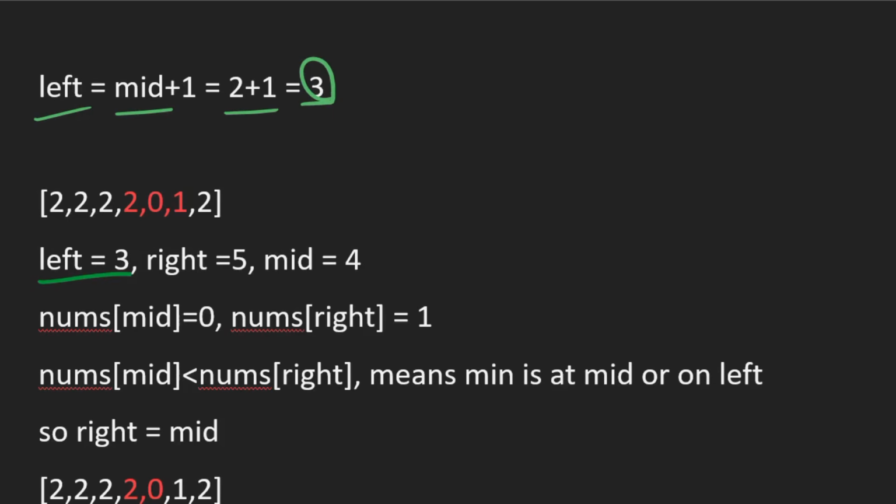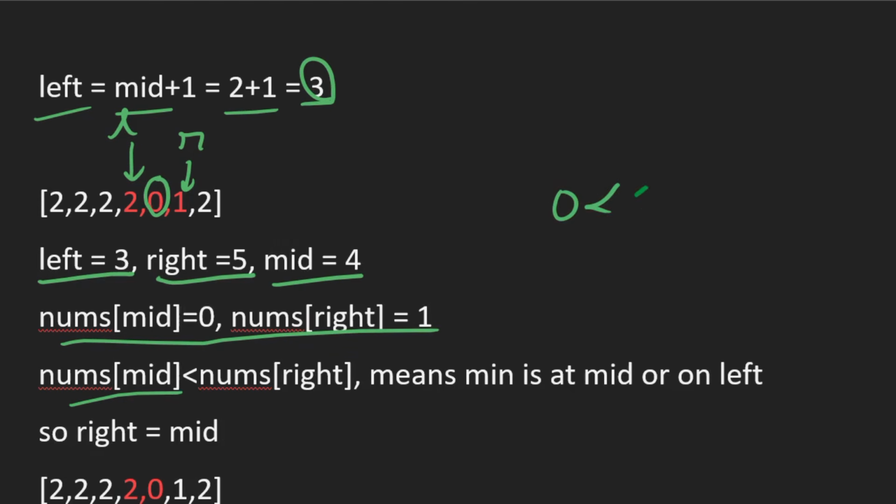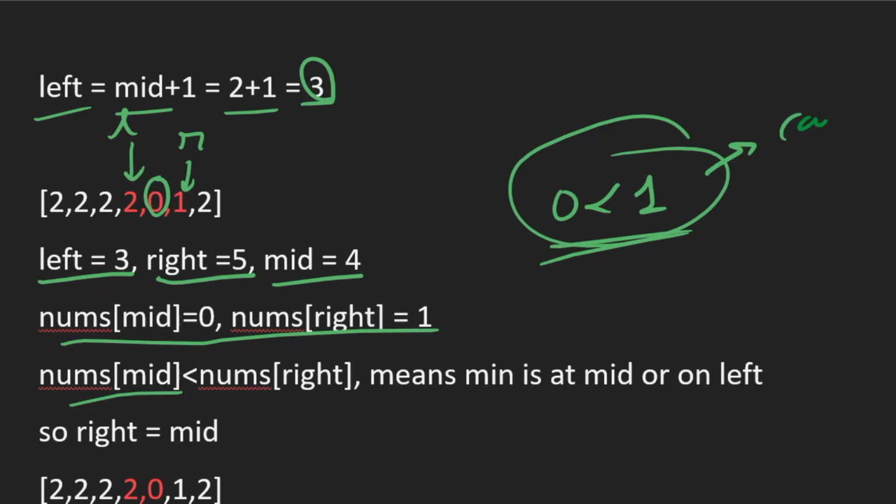Now our left is equal to 3. Our right is still pointing to 5, and our mid is equal to 4, and this is our midpoint. Now again we compare mid and right. Our mid element, which is 0, is lesser than the right element, which is case 2.